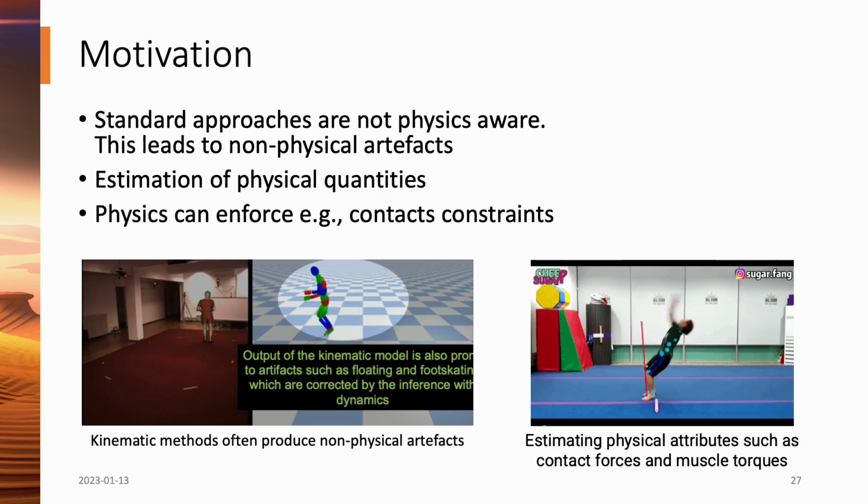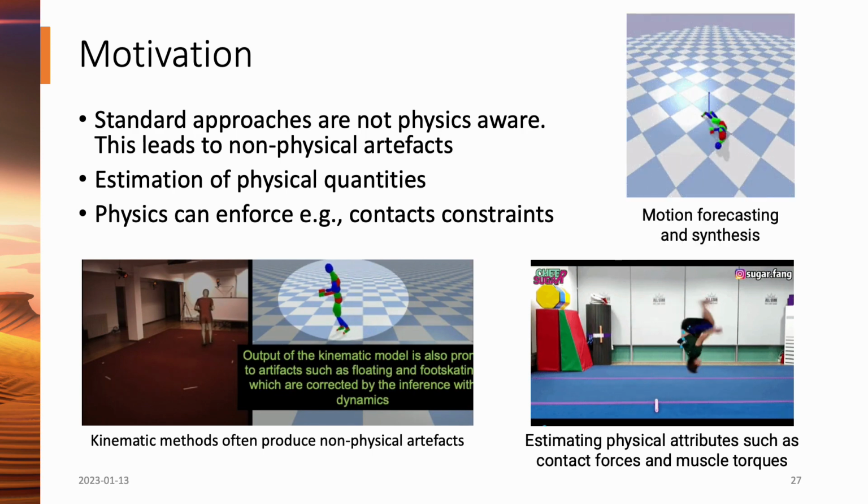Another use case for integrating physics is to estimate physical attributes such as forces and torques directly from video. As a tangent, physics can also be used to forecast motions dominated by physical forces, such as when gravity pulls someone to the ground as they faint. This can, for example, be used to generate synthetic training data. Finally, integrating physics provides a natural way to enforce physical constraints such as body torque limits, thereby constraining the reconstructed motions to be physically plausible.